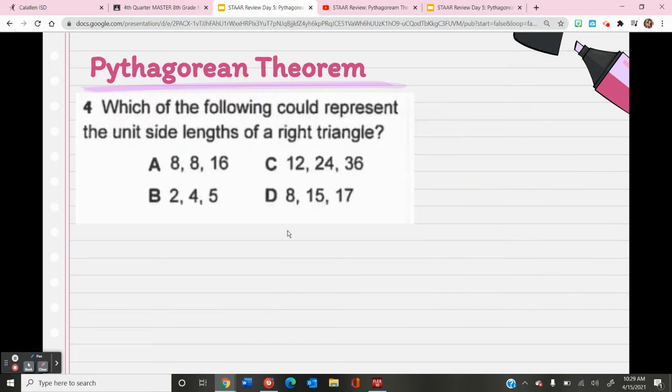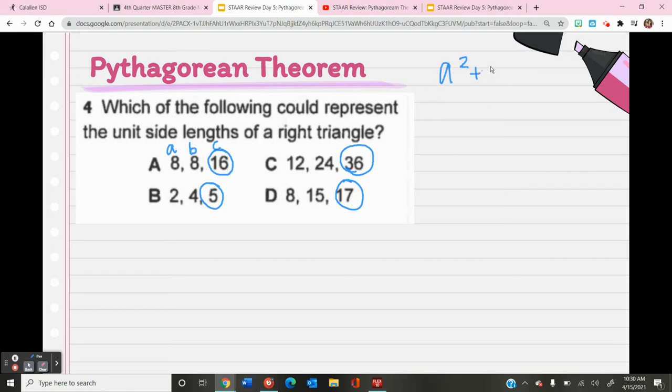It says, which of the following could represent the unit side lengths of a right triangle? So here, remember that the longest side is your hypotenuse. So given 3 side measurements here, I'm trying to see if they create a right triangle. So I'm going to circle my longest side because that is my hypotenuse. So here I have 8, 8, and 16. So 8 will be A, 8 will be B, and then 16 will be C.